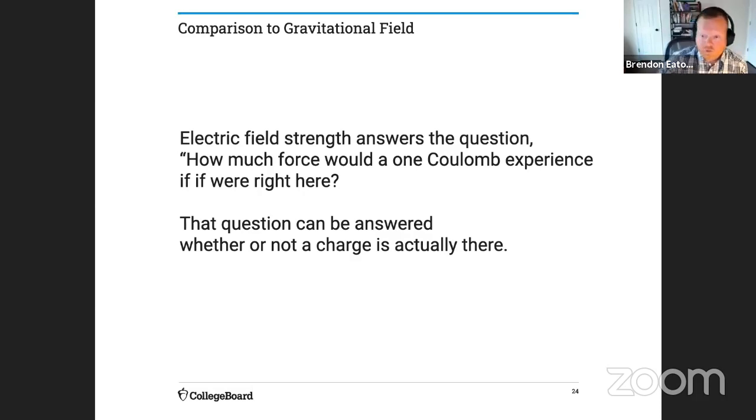Very similar to electric field strength, it answers how many newtons of force would 1 coulomb of charge experience if it was in this exact point in space. And again, that question can be answered whether or not the charge is actually there. It's strictly a concept in knowing the distance away from a charged object and knowing what the strength of that field is.